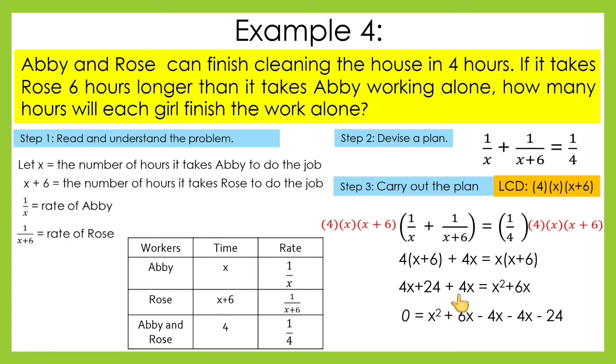And then, meron pa tayong 4x, ililipat sa right side, minus 4x. And then, ang ating constant, positive 24, pag nilipat sa right side, magiging negative 24. And then, let's solve. So, x squared, let's copy. And then, 6x minus 4x minus 4x. So, we have negative 2x. So, 6x minus 4x is positive 2x. Minus 4x is negative 2x. And then, copy the constant, which is negative 24.